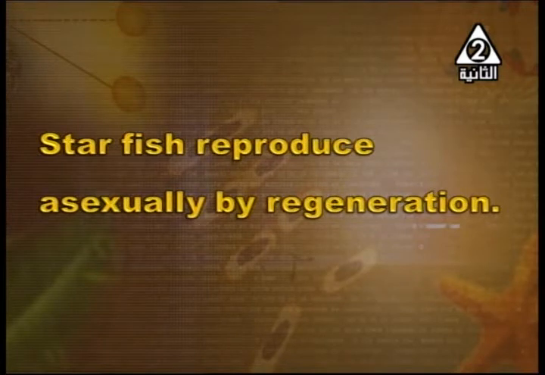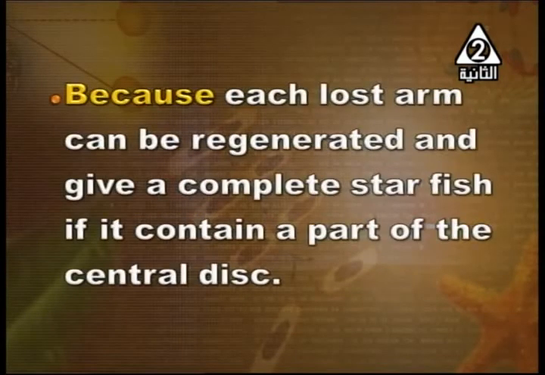Give reason: the starfish reproduces asexually by regeneration. Because each lost arm can be regenerated and give a complete starfish if it contains a part of the central disc. It means that if the lost arm of the starfish has a part of the central disc, it will continue dividing mitotically to form a complete body of the starfish.